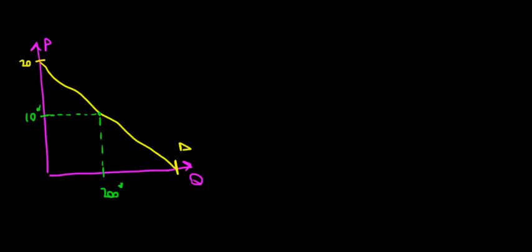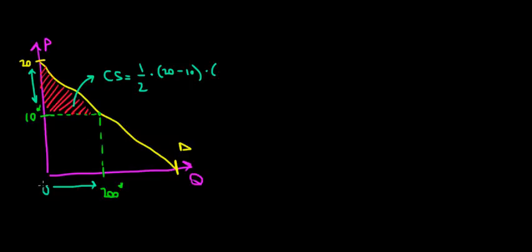Recall the consumer surplus is going to show us the difference between the willingness to pay, the demand line, and the price. So it's going to be all this area over here. And since this is a triangle, we're going to calculate the area of the triangle. So the consumer surplus, in this case, is going to equal 1 over 2 times the height, which is the difference between 20 and 10, 20 minus 10, and the length, which is the difference between 200 and 0, 200 minus 0.